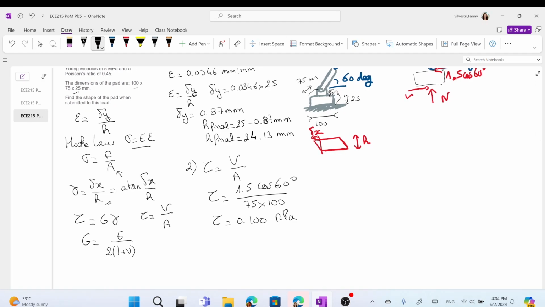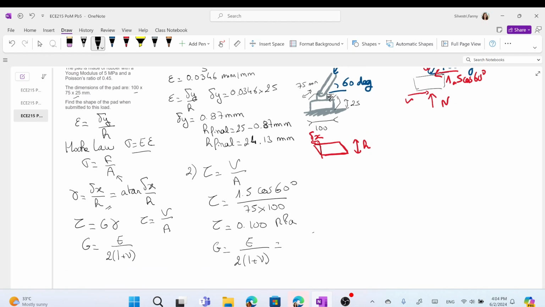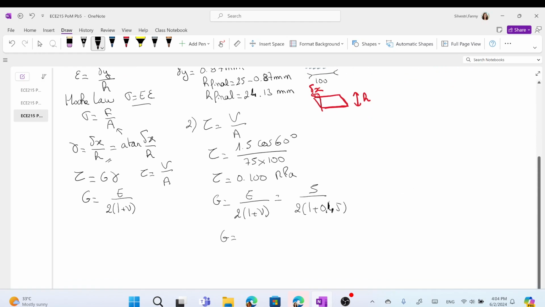Oh, we need to find G to find gamma. So G equals E divided by 2 times (1 plus mu). The E provided is 5, 2 times 1 plus the Poisson ratio 0.45. That's a rubber, so it's kind of high. So G equals 1.724 MPa. We are almost there.